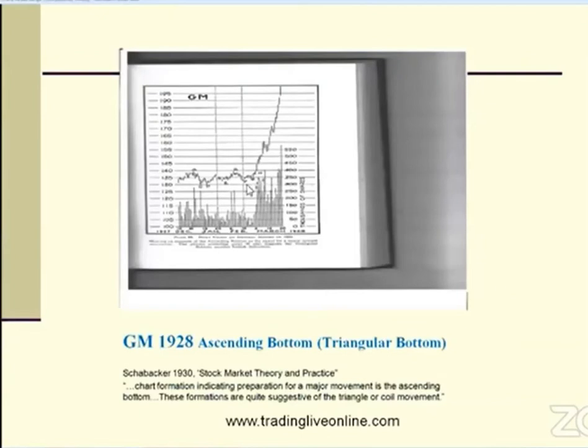Now, another pattern I'd like to bring your attention to is out of Shaw Backward's 1930 book, Stock Market Theory and Practice, and this is one of my books as well. And he talks about this ascending bottom right here. And you can see this coiling process, the range, and then the market starts to make these higher lows from here.